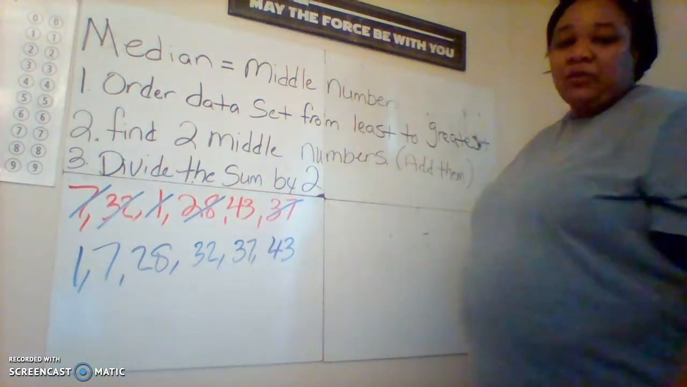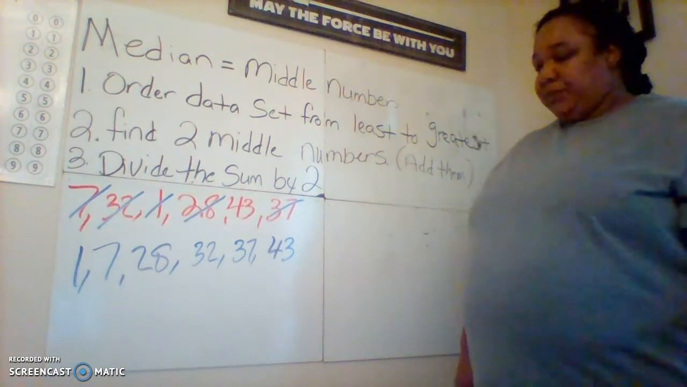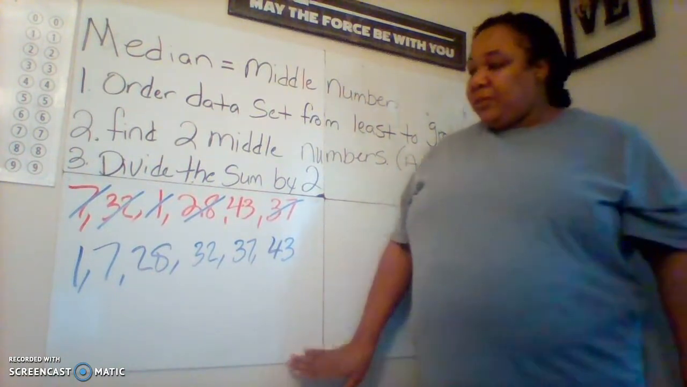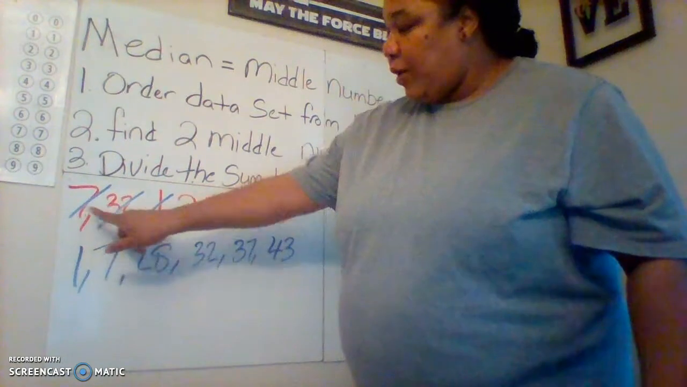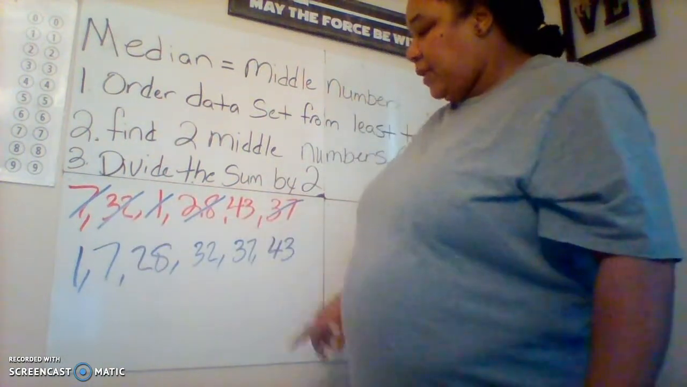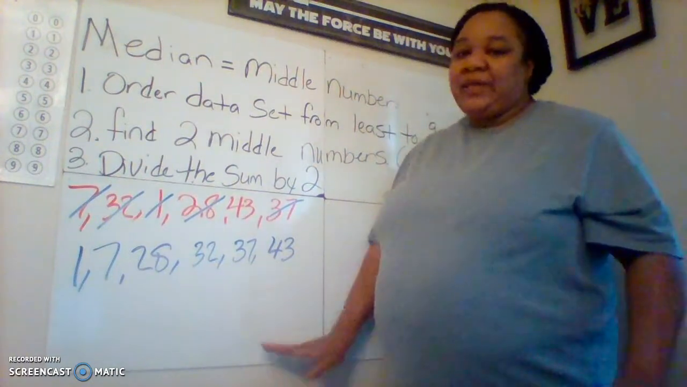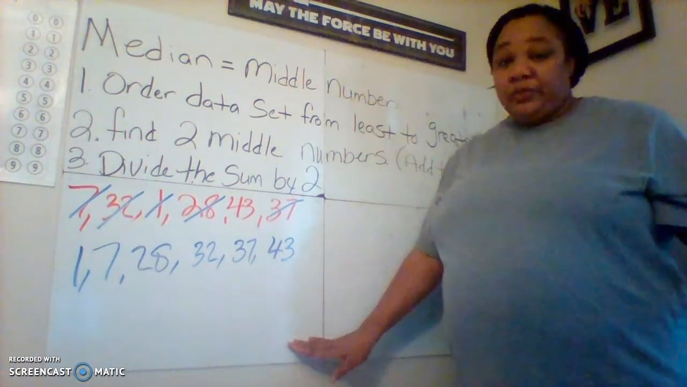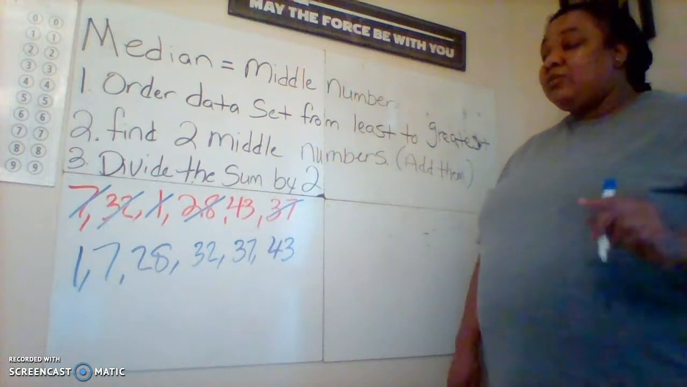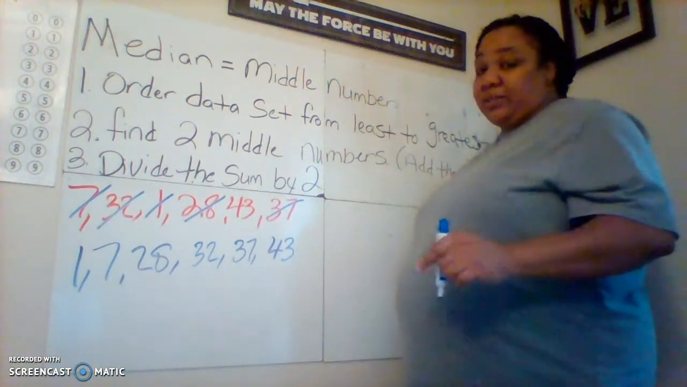Okay? I put those numbers in order from least to greatest, from smallest to largest. So I have 1, 2, 3, 4, 5, 6 numbers. I always have to count to make sure I put all the numbers down. That's a good strategy to use, especially when you're using a data set.